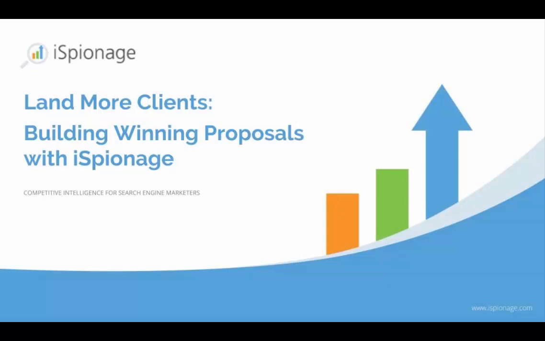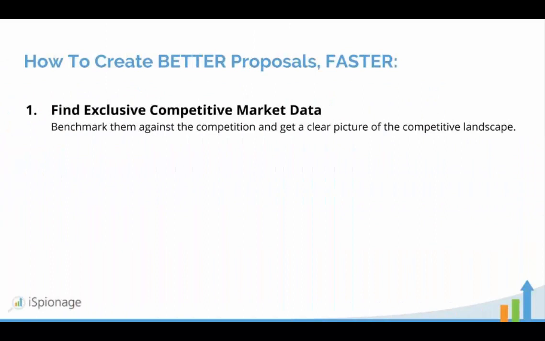If you want to land bigger and better contracts from the types of clients that will really grow your business, when you walk into a presentation, you need to be the smartest person in that room. And that means that you need to know more than your prospects do about their competitors' PPC strategies. Fortunately, iSpionage streamlines your competitive research so that you can understand new markets faster and create winning proposals in record time. Today, we're going to look at a few ways that iSpionage helps you create better proposals faster.